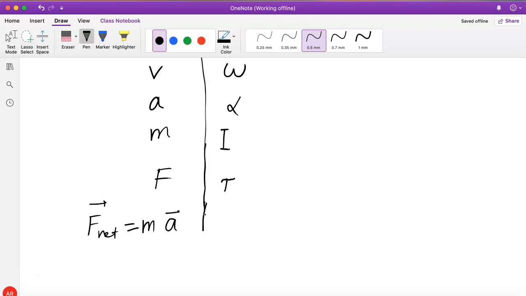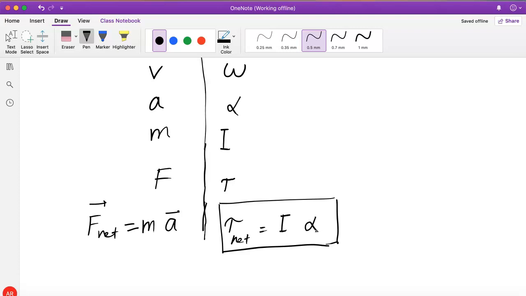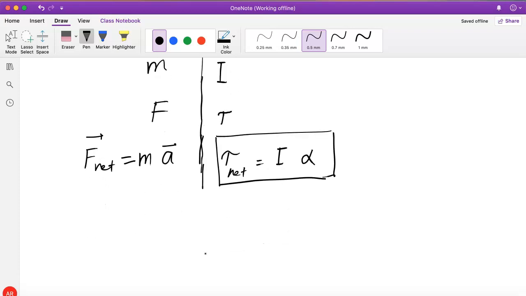I won't prove this, but a very important equation is, as you can guess, the rotational counterpart of this. The net torque is the moment of inertia times the angular acceleration. That's an equation that we will be using a lot in this course. It's one of the cornerstones of rotational dynamics. It's a relationship between the torque and angular acceleration.